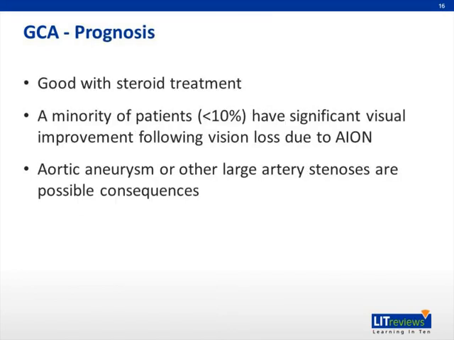Most patients do well with appropriate diagnosis and treatment. However, visual loss is uncommon but an important consequence. Only a minority of patients, less than 10%, have significant visual improvement following vision loss due to AION. Other vascular complications such as aortic aneurysm or other large artery stenosis are other possible consequences.